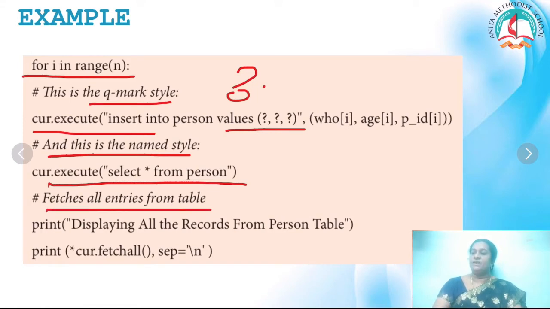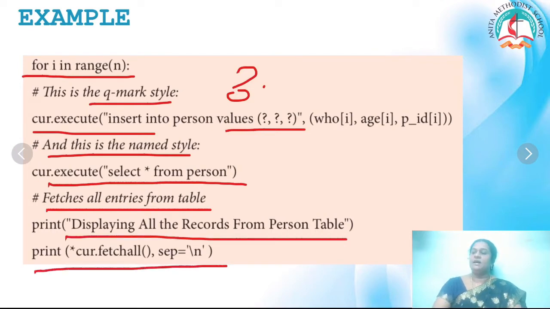And then fetch all entries from the table, displaying all the records from the person table. And then I am printing out the data one by one. That is why I am using \n. Each and every time, make sure you use \n. So what happens? It will be printed line by line. Okay, this is how you have to write a small program to get the input from the user.